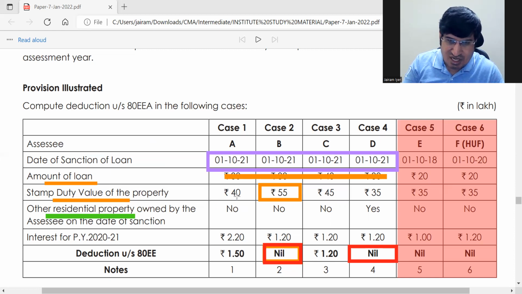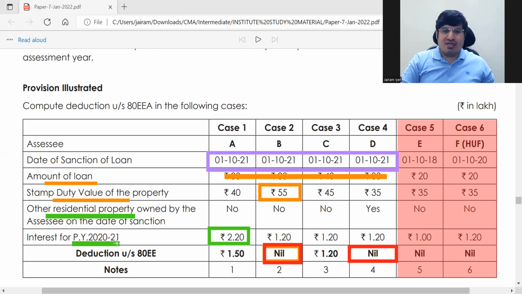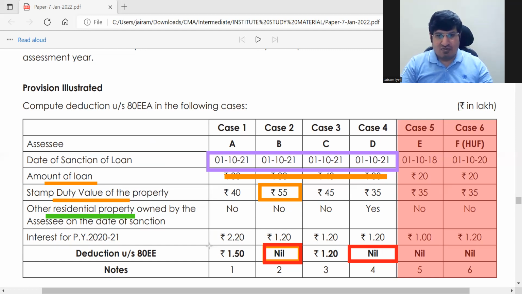So this is case 1. A is 40,000, there is no fine, and interest is 2 lakhs. See here by mistake they have written previous year 21-22. It's just a printing mistake. It should be our previous year basically, 21-22. So how much loan interest has he paid? 2.20, and the amount is in lakhs again. But it will be exempt up to 1.5, correct? So which is why this is 1.5.